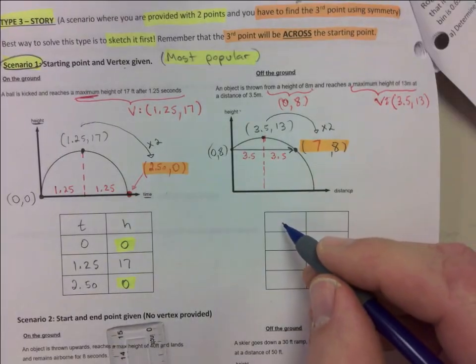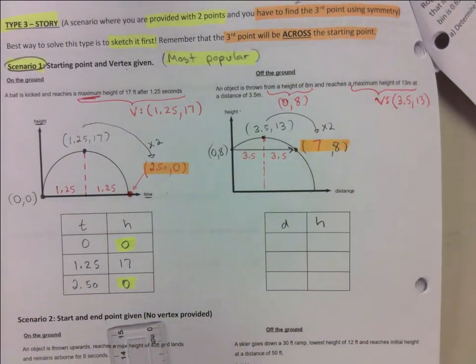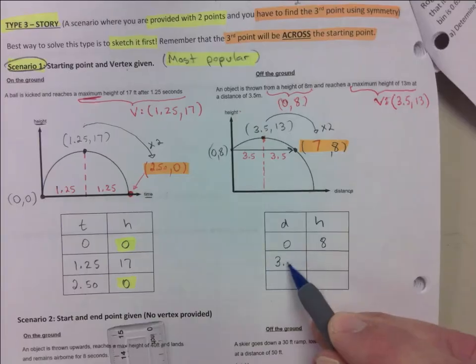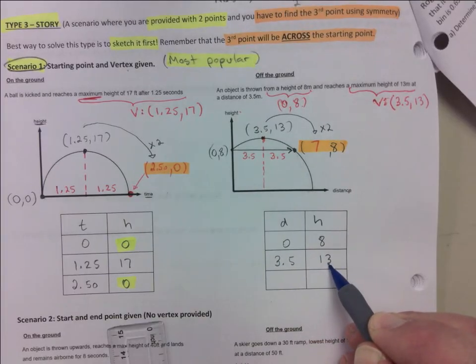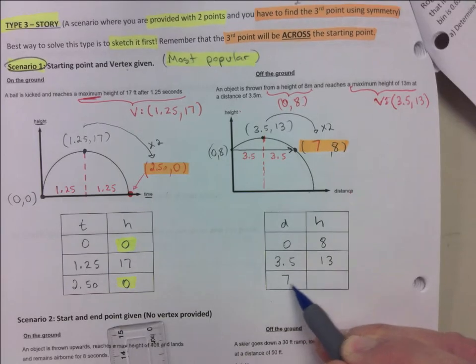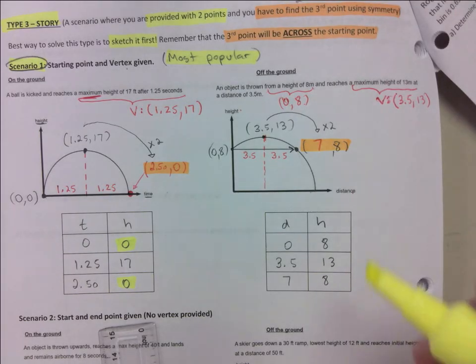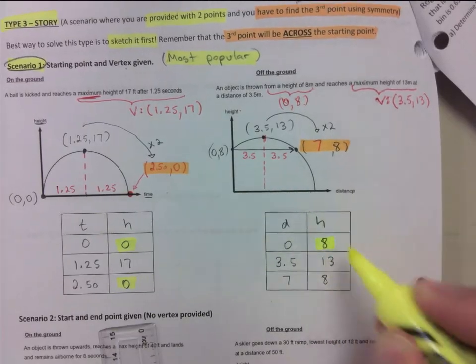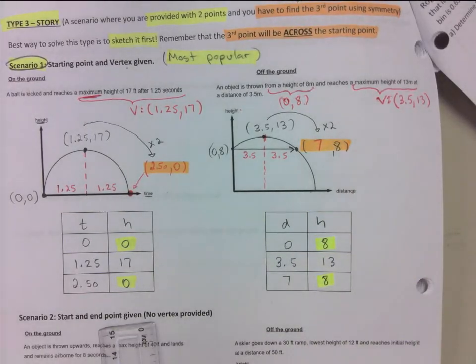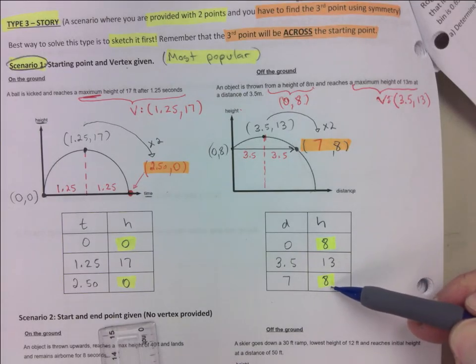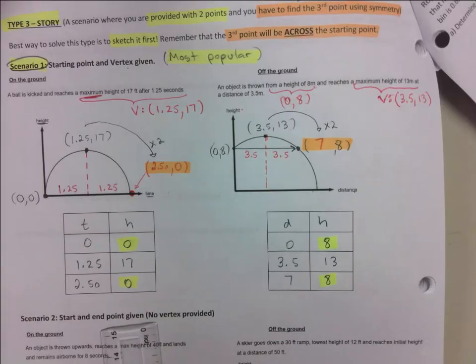So we go distance and height in our chart. We go 0, 8, 3.5, 13. Then we go 7, 8. This was a good opportunity to do a 6, 7, right? But next time. 7, 8. So guess what? You start at a height of 8, we come back to the height of 8. So that's important there for you to remember.